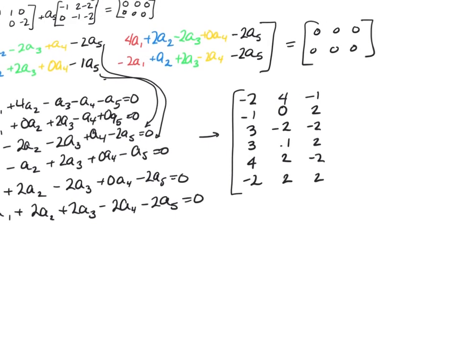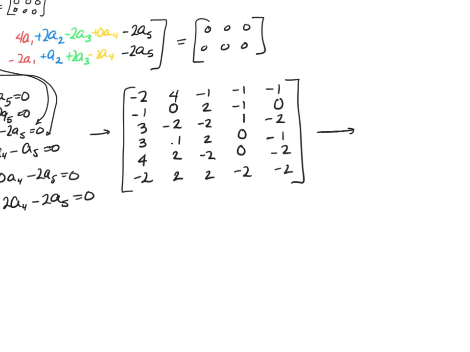Fourth column, you guessed it, a4. So negative 1, negative 1, 1, 0, 0, and negative 2. Last column, the coefficients on a5. Negative 1, 0, negative 2, negative 1, negative 2, negative 2. Whoo, baby, this is good times.